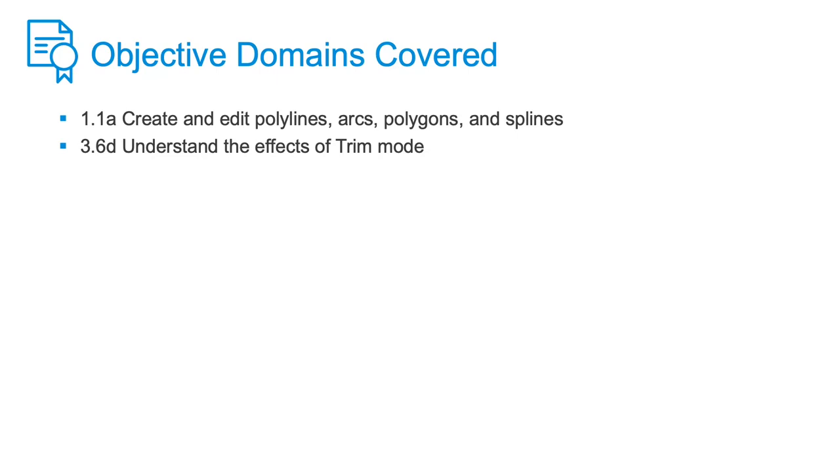To recap, we created a 6-sided object using the polygon tool. We then modified the polygon using the chamfer tool. We explored some of the more advanced options available in these tools, like the edge option in polygon and the no trim option in chamfer.